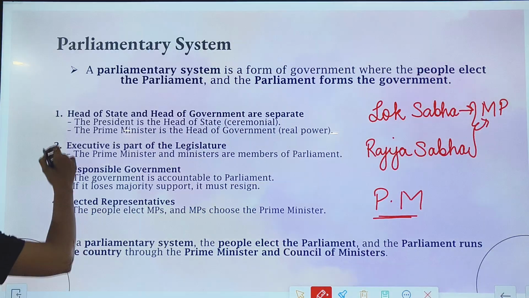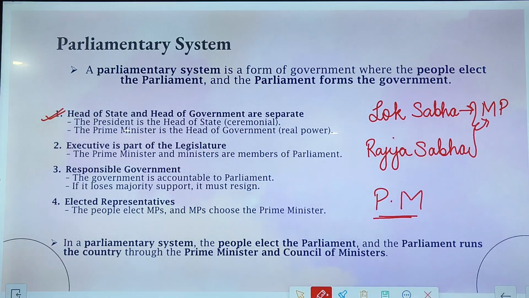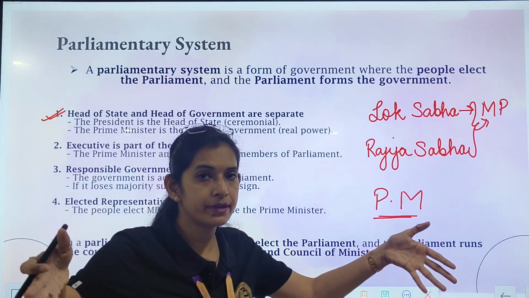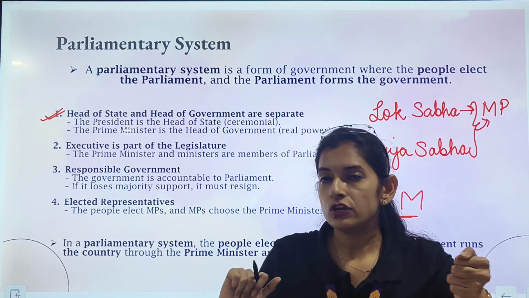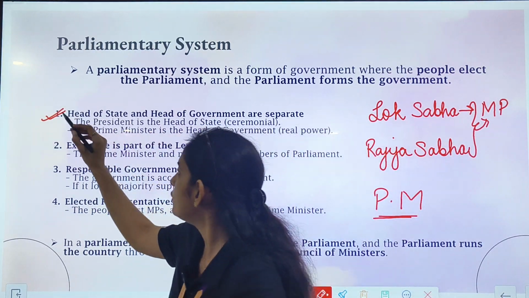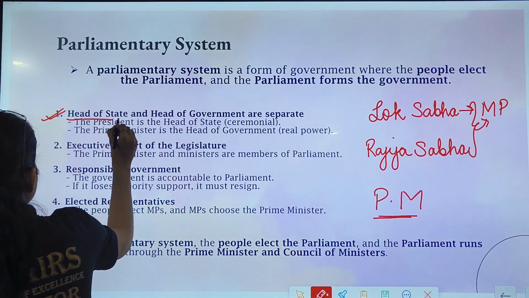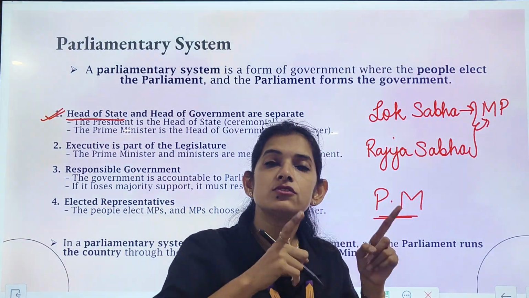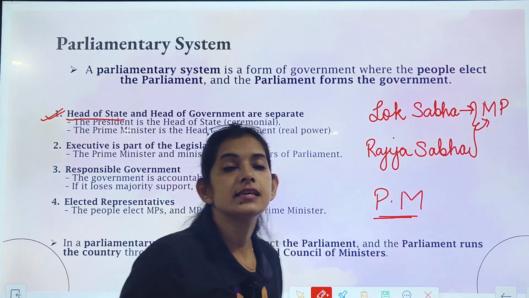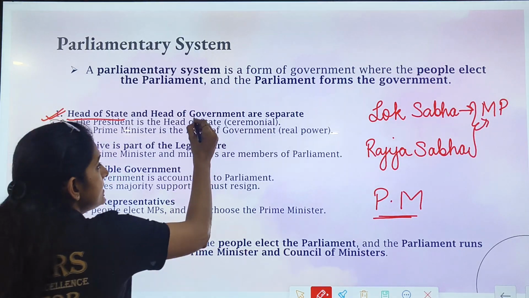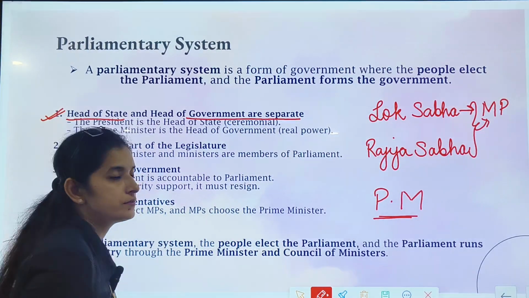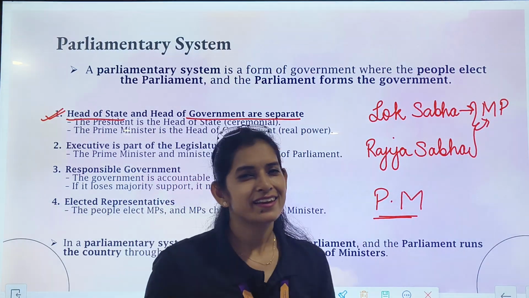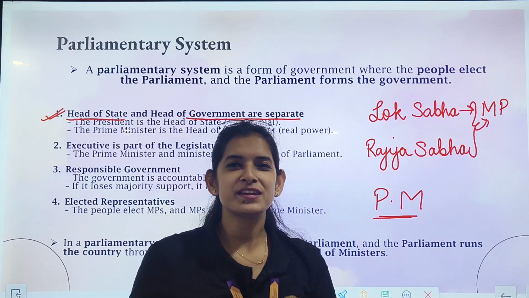Let's move further. The head of the state and the head of the government are separate in India. What is the meaning of that? The head of the state is the president. Who is the head of the state? The head of the state is the president, whereas the head of the government is the prime minister. Understood? There might be a little confusion in this.